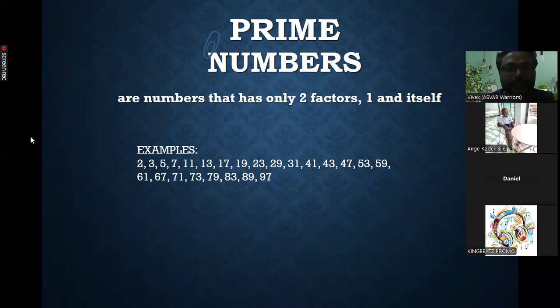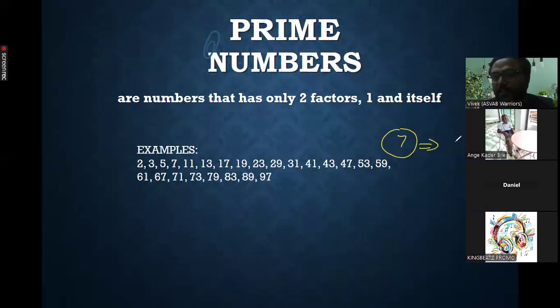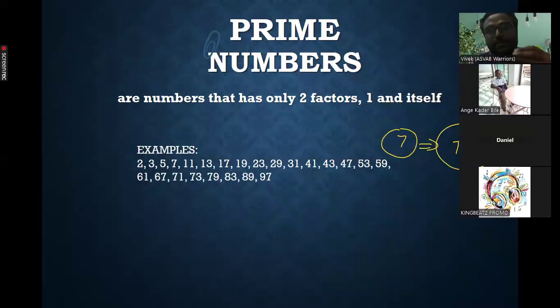Let me give you an example: the number 7. You can divide the number 7 with only 7 and 1. So this type of number is a prime number. You said it correctly. Now, tell me, is 11 a prime number?